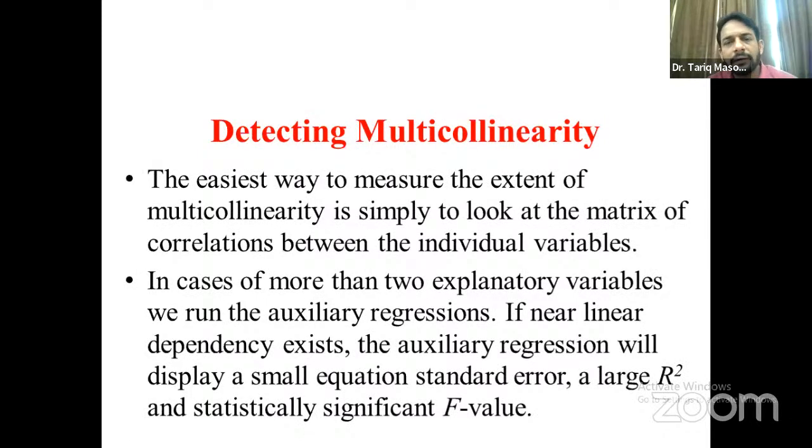Now, as far as detection is concerned, simply you have to find correlation between two variables. You can use a scatter diagram again for getting the relation between two variables, either dependent and independent, or even between two independent variables. You can use a scatter diagram or correlation coefficient, the correlation coefficient between x1 and x2. Then you can use VIF, the variance inflation factor. If the value of the variance inflation factor is more than 10, we can assume that there is high correlation.